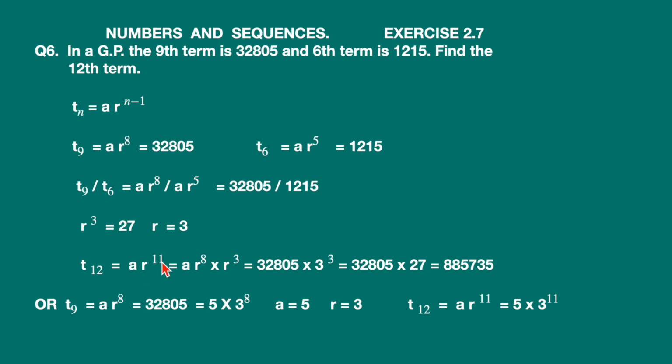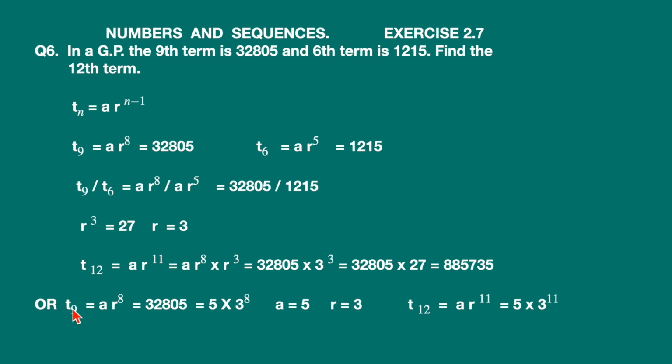A into r raised to 11. This I'm going to write as a into r raised to 8 multiplied by r raised to 3. We know what is a into r raised to 8. That is 32,805. This value of r we found out, 3 raised to 3, that is 27. You multiply these two, you will get the answer. Another simple way of doing this sum, in 2 steps you will get the answer.